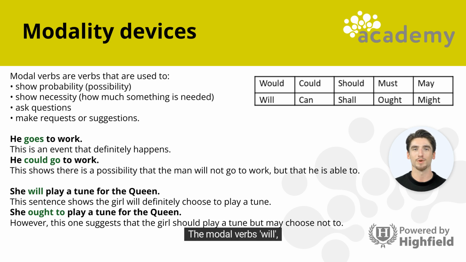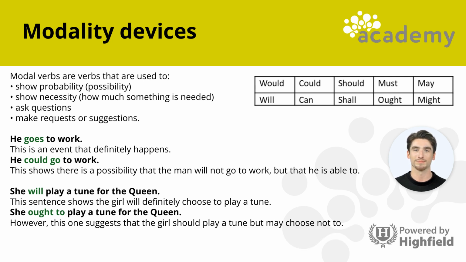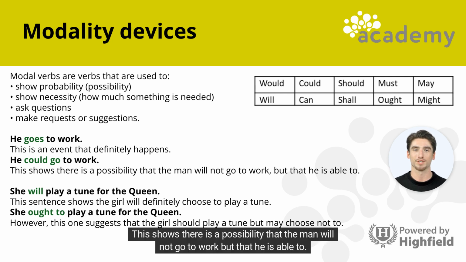The modal verbs will, must, and shall show that something is definite. The other modal verbs show that something is possible, but there is a chance it won't happen. Let's look at some examples. He goes to work. This is an event that definitely happens. There is no modal verb to show how likely this event is. He could go to work. This shows there is a possibility that the man will not go to work, but that he is able to.